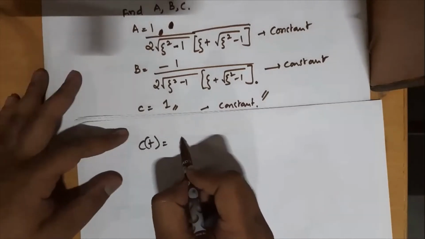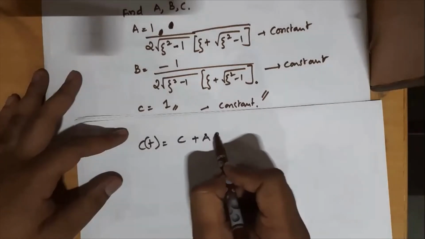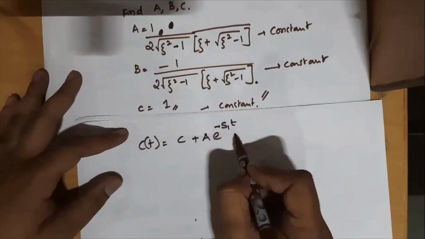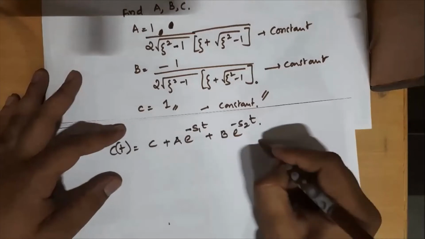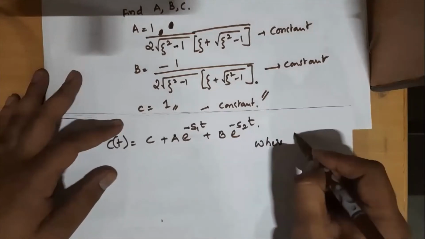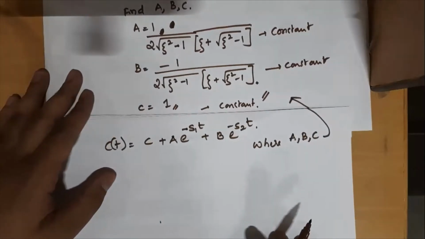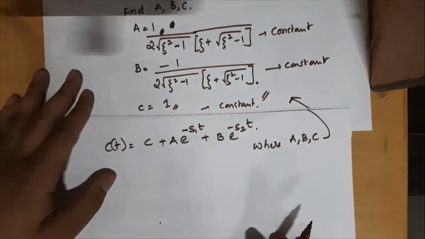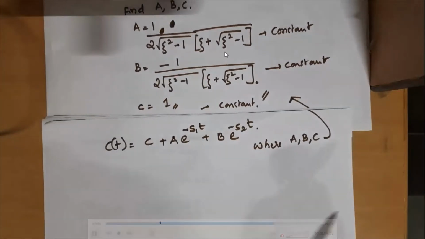Then to write C of t, what I will do is I will write C by S as C only, and A by S plus S1 as A into e raised to minus S1t, plus B divided by S plus S2 as B into e raised to minus S2t. So where A, B, C constants are represented here.